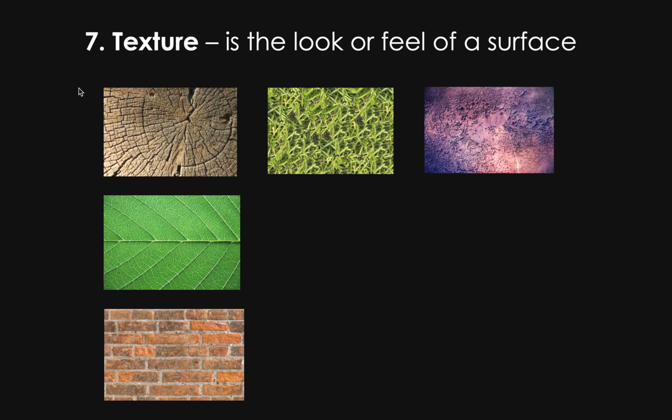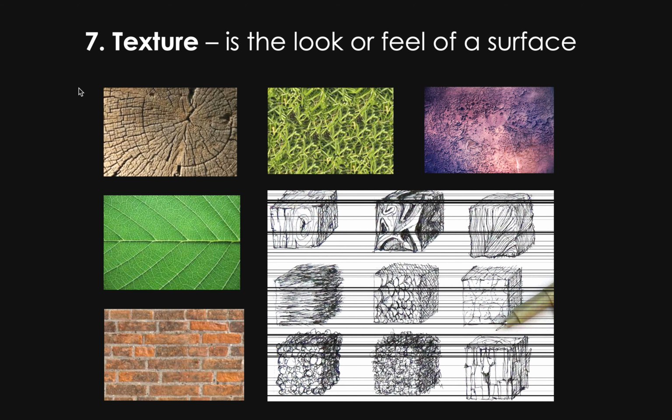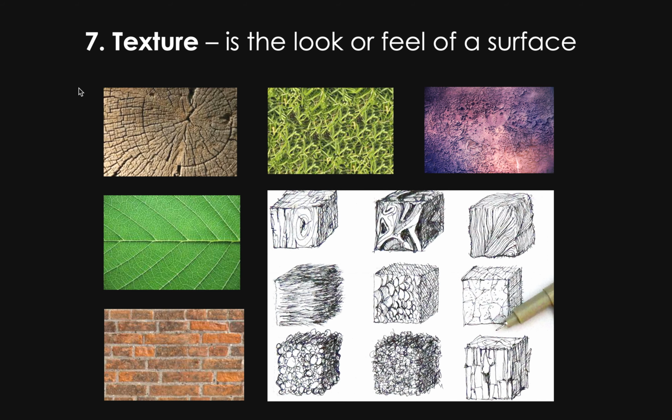No. So this is implied. Okay, this is a picture of it, but you know if you were to actually touch it, it would feel smooth. It is the look of the surface, not the actual feeling of the surface. So artists use these to help represent these different textures, these different feelings. And that, in a nutshell, is our 7 elements of art.